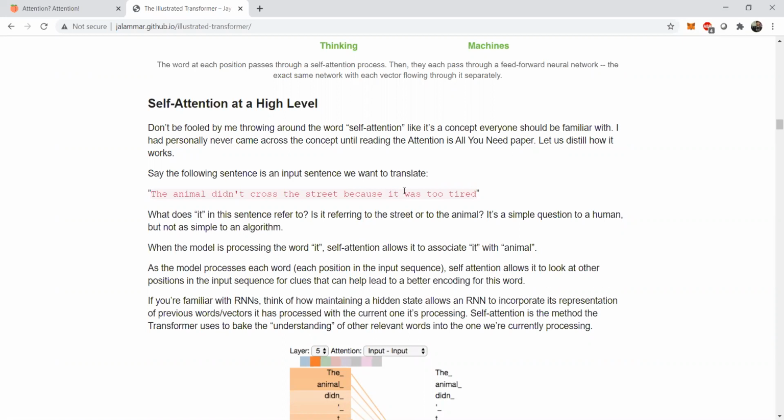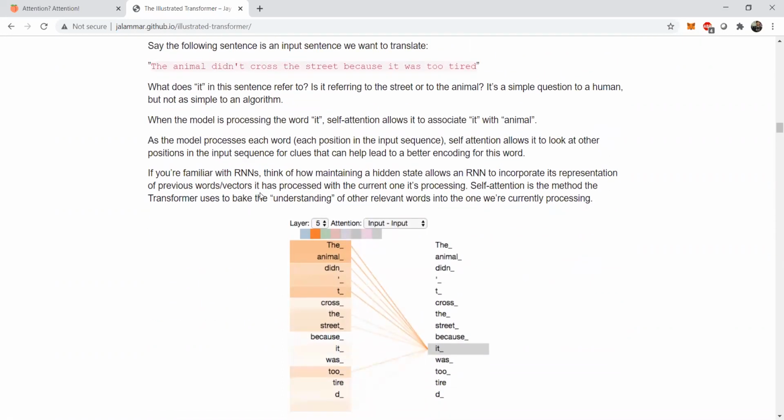So for finding the self-attention of "it", it may look at these three words, that is "the animal didn't". Then also it may look at "animal didn't cross". So it effectively moves like a sliding window, analyzing, let's say, 3 to 4 words in a particular window to generate its answer, like which particular word it refers to. And this is where self-attention becomes very helpful: self-attention is the method by which transformers bake the understanding of the relevant words into the one that we are currently processing.